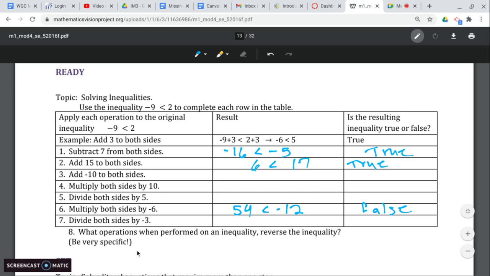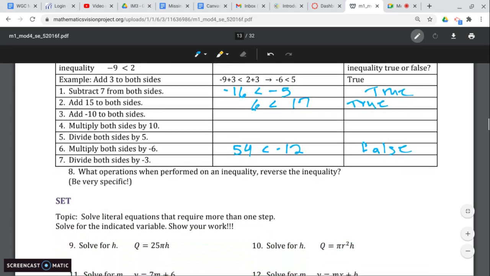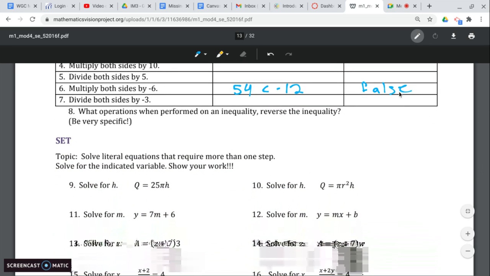Then for number 8, what operations, when performed on an inequality, reverse the inequality? Meaning, which ones do you find that are false? We already found one that was false, so we know if we multiply by a negative number, it's going to change the inequality or make the inequality no longer true. So what other operations will do the same?